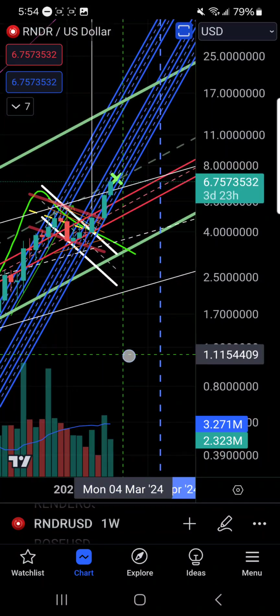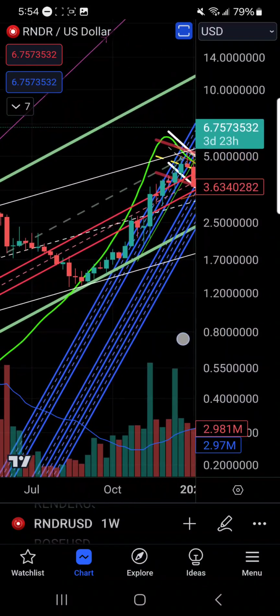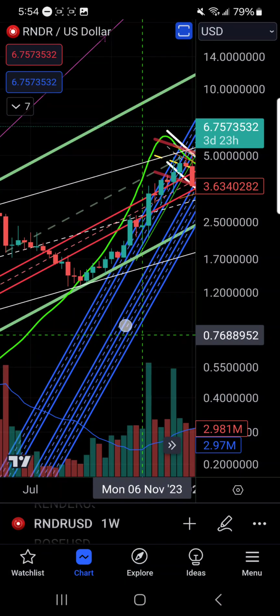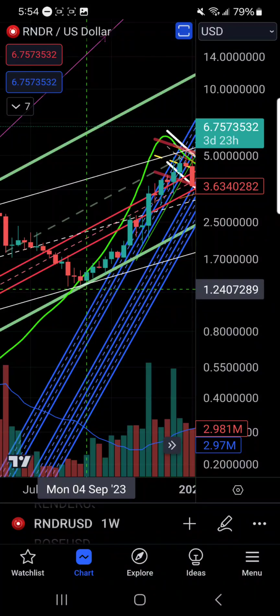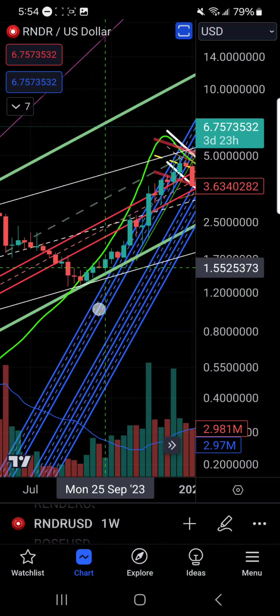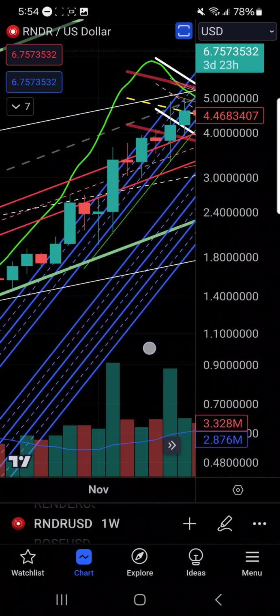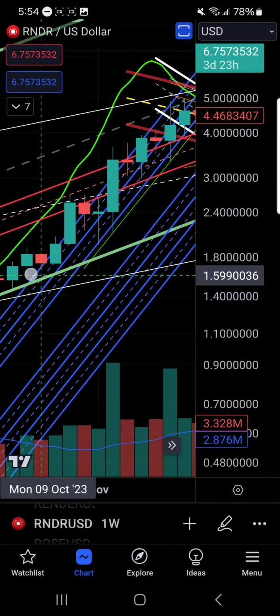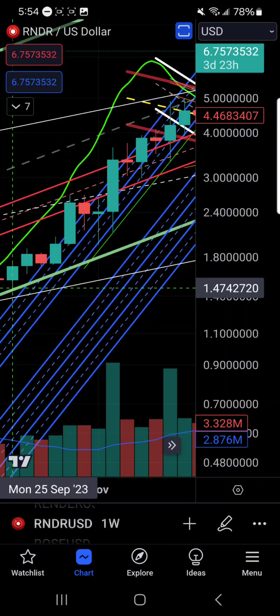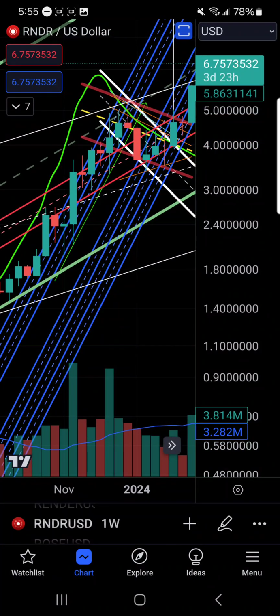This blue vertical line is the halving event, approximately on 420. And last time we were at the bottom of this green channel was around end of September here. Maybe even, yep, end of September, the week of September 25th. And that's where we blasted off from the bottom of this channel at, what price? About $1.50. Just under $1.50 Render was back in those days, September 25th, 2023.